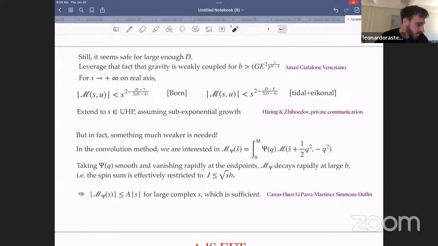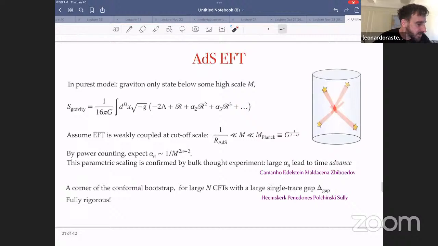Okay, so in the last 15 minutes of the talk, sorry, I went a little bit slower than I anticipated. Let me now upgrade to asymptotic AdS, and I can say many of the same words. So what we're interested in here is doing effective field theory in AdS. So in the purest model, we would assume that we just have gravity. So we will write down an Einstein-Hilbert action now with a cosmological term and an infinite series expansion with all possible contractions of Riemann tensors.